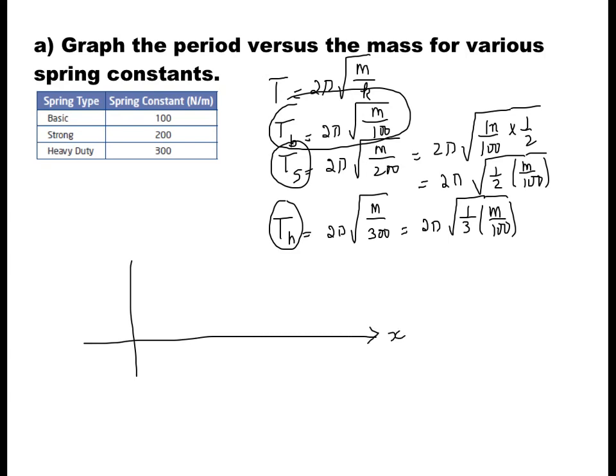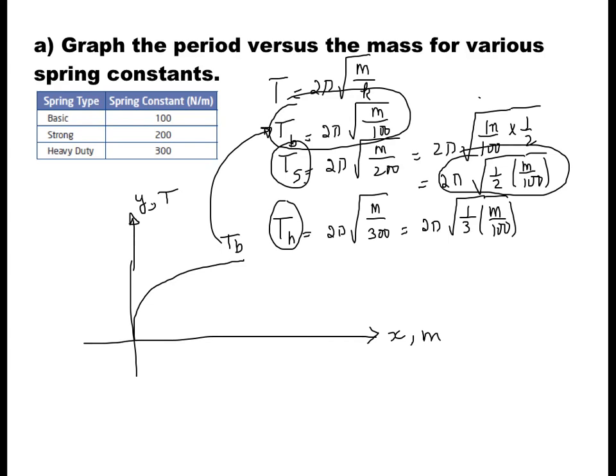Now I'm going to roughly graph these functions. In fact, x in our case is m and y in our case is period T. Now for T, because we're dealing with 1/100th of a number and we know how the square root function looks like, if this is T of B, if I graph this function, then if you look at T of S, which is this function, you can see that if we assume the base function is the period for basic spring type, then it's the square root of half of that one.